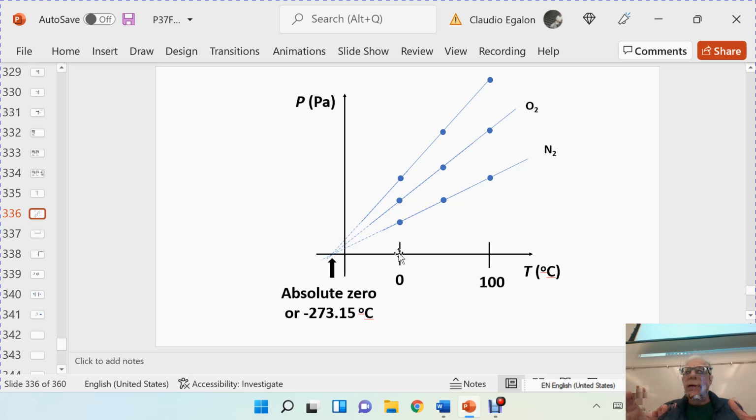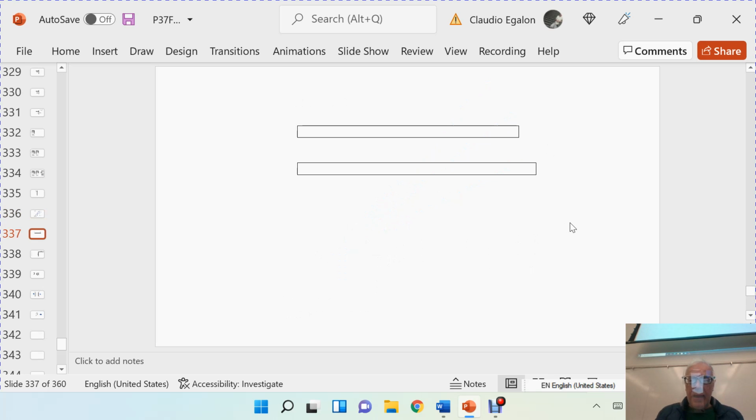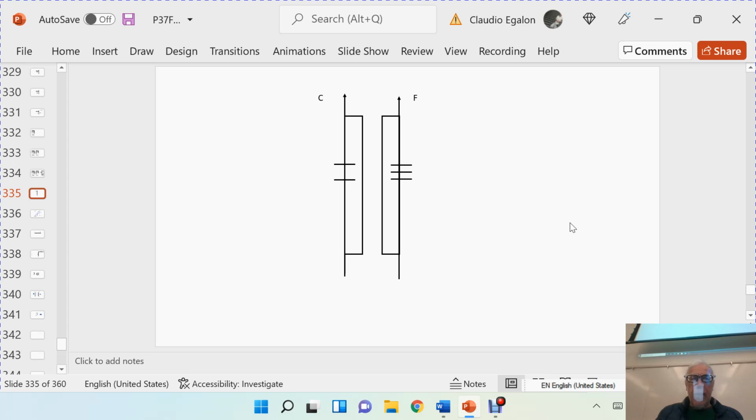That's why we stop right in here. That's why the temperature doesn't go any lower than 0 kelvins, because you cannot have a negative pressure of a gas inside a container. So that's how scientists discovered absolute zero, by performing experiments with different gases.